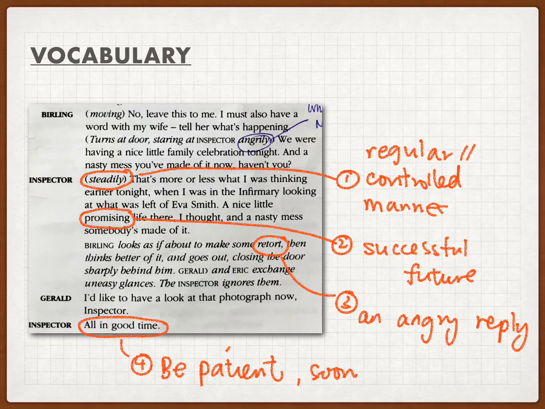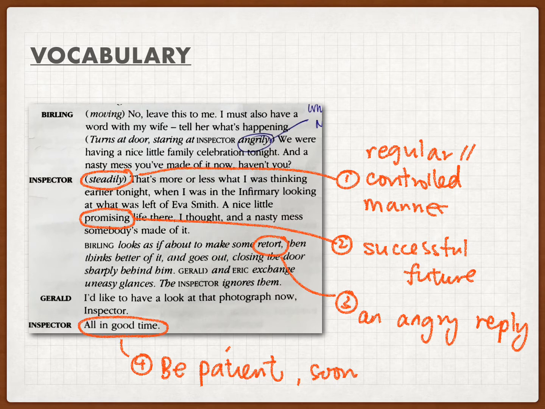And then let's continue with these words. Number one, steadily. It means in a regular and controlled manner. Not being angry, not being happy, but just very controlled, very calm, very formal. And next one, promising. A promising life means a person should have a very successful future. The third word, retort. It means an angry reply. So Mr. Birling almost made a very angry reply, a retort.